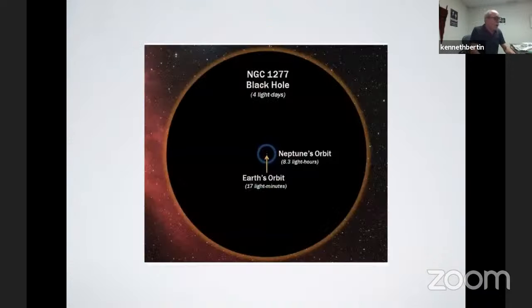How about the biggest black hole? The big black hole that we've kind of picked out is NGC 1277, and it has an orbit that is 4 light days wide, meaning, again, it takes 8 minutes for light to get to the sun and 5 hours to get to Neptune, as you can get an idea. But again, it would take 4 days for light to travel across this black hole. And you can see the orbit of Neptune within it. And of course, there's a little arrow to the orbit of the Earth, which is infinitesimal in comparison.